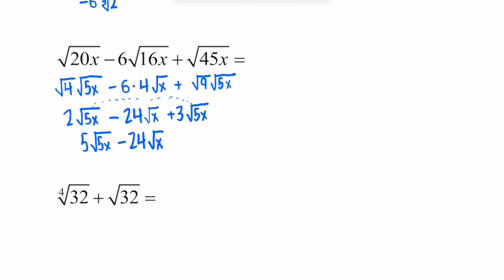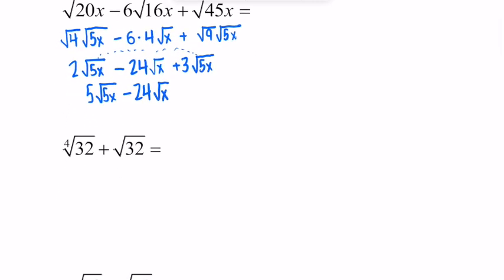Looking at our next one, the fourth root of 32 plus the square root of 32. We can simplify these roots a little bit. You're not going to need to simplify fourth roots very often, but if you do, you're often going to need to use 16, or 81. 16 is 2 to the fourth, 81 is 3 to the fourth. So here, 16 goes into 32 twice. We have the fourth root of 16 times the fourth root of 2, and this would give us 2 times the fourth root of 2.